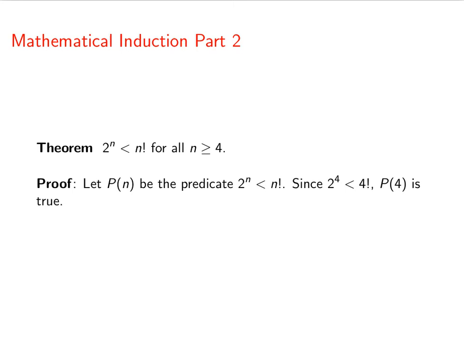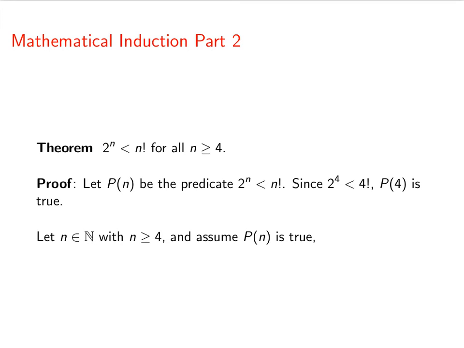Now let's start with our basis step, and we're going to start at 4 because the theorem is stated to say that this inequality is only going to work when n is bigger than or equal to 4. So since 2 to the 4th is in fact smaller than 4 factorial, right? 2 to the 4th is 16 and 4 factorial is 24. That tells us that p of 4 is true.